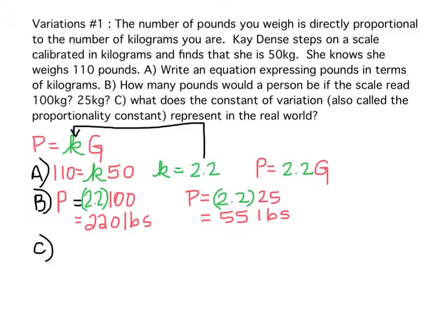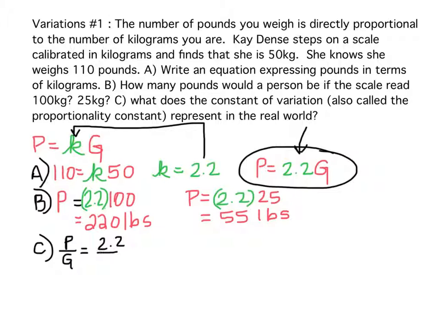C. So, what does 2.2 stand for in the real world? Well, if I were to solve that original equation and just get the constant by itself, I would get P over G equals 2.2 over 1. So what it stands for is 2.2 pounds per kilogram.